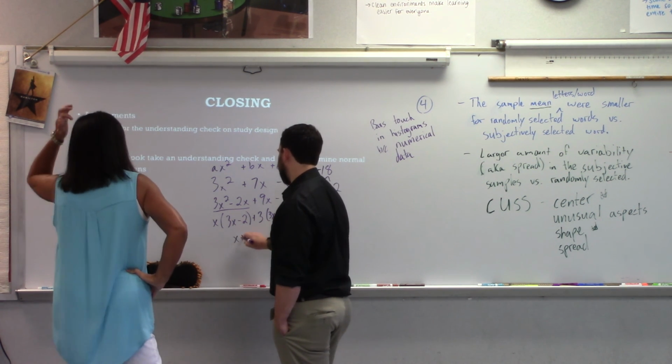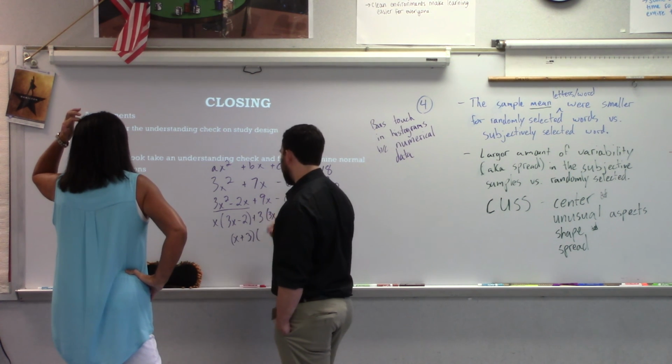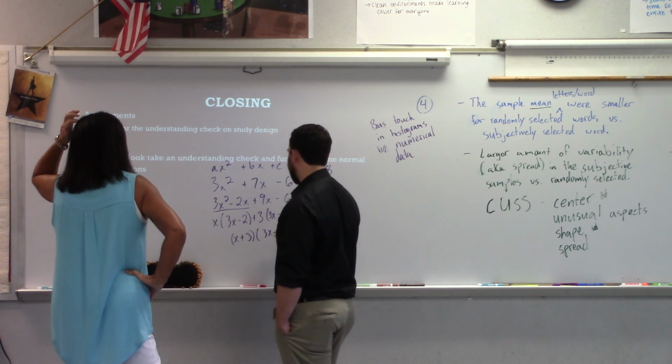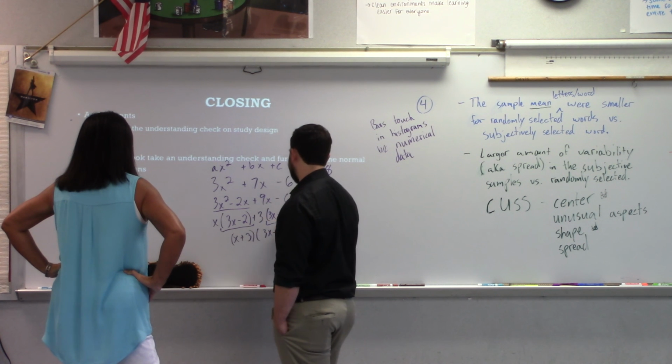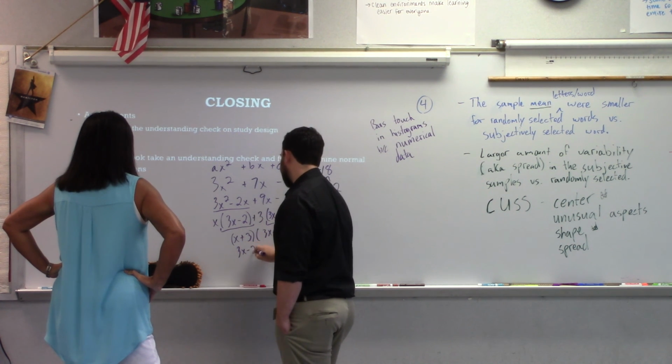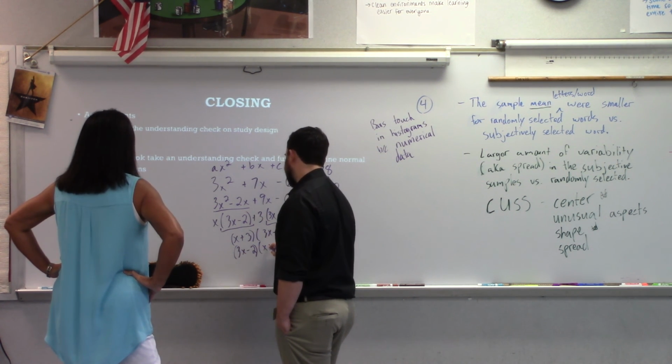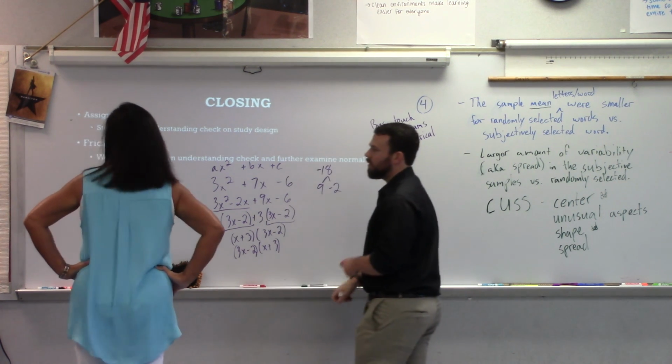You could either do it as x plus 3, undoing the distribution, or the way I show the students: you have a common factor, so I factor out the common factor, and I'm left with x plus 3. So you and Carla teach the same.